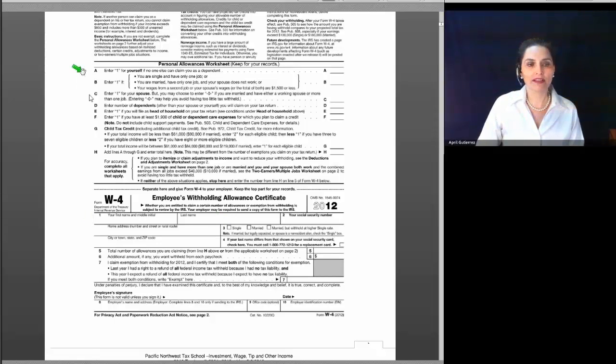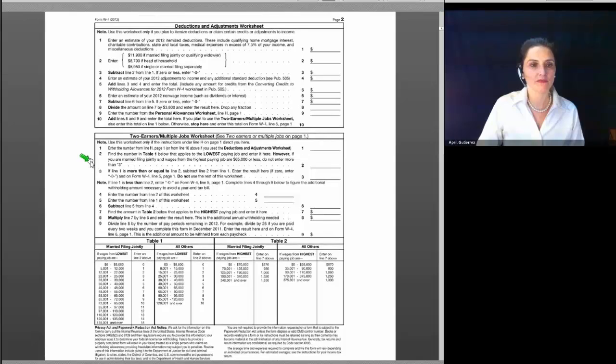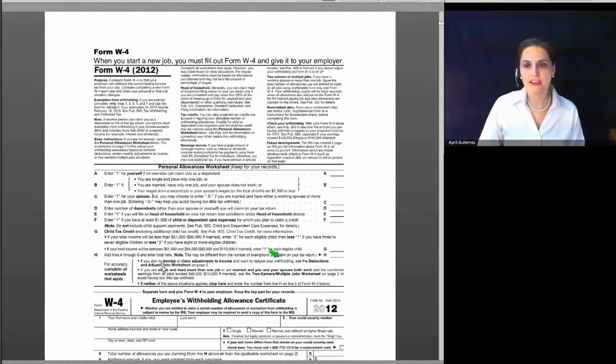Now, the W-4 has a series of worksheets. You can see we have one here on the front page of the W-4, and then we go over to page 2 of the W-4, and we have another worksheet here, another two-earner worksheet or multiple job worksheet, and then we have these tables at the bottom. Well, I would classify this as a fairly complex form.